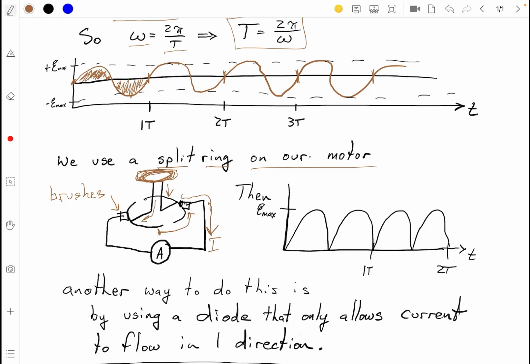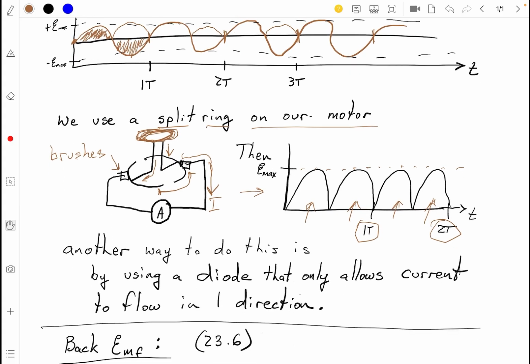And then it would generate an EMF kind of like this, where it'll always get back up to our E max, but it bounces. Basically we're just flipping. Every time it goes negative, we make it positive, like this. And that's what these are. Positive, positive, positive. Now we have two positives to make one period. So 4 positives makes 2 periods, and so on.